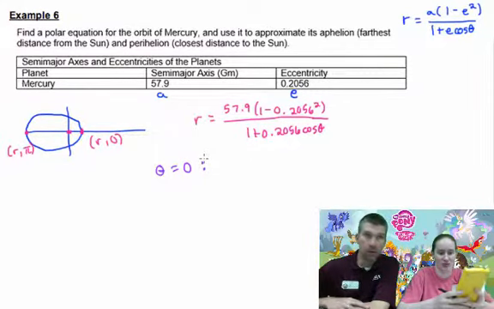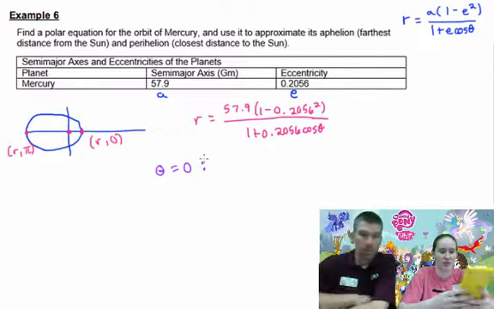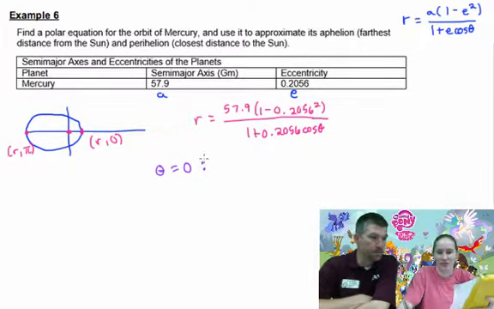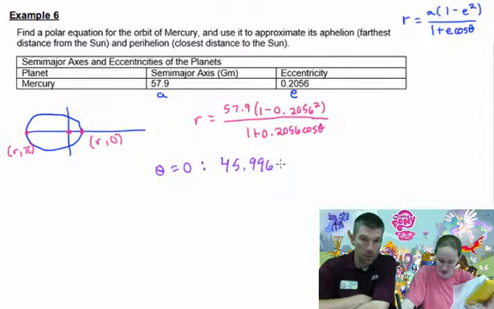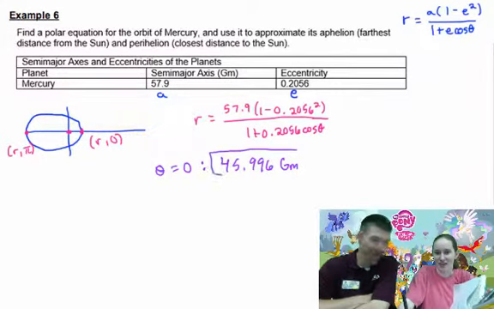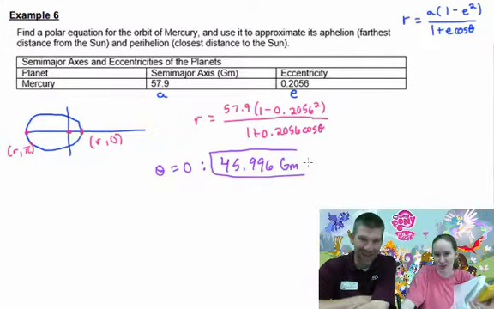0.2056 squared. All right, that's the top. And then on bottom, 1 plus 0.2056, and where theta is, I'm going to put 0. It won't matter for this one whether you're in radian mode, because 0 is 0. All right, so this is 45.996, and this is in gigameters, I believe. That is the closest, which is the aphelion.